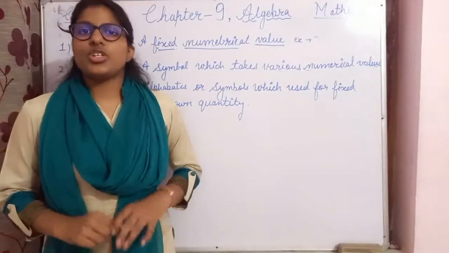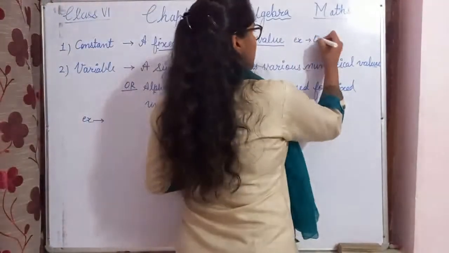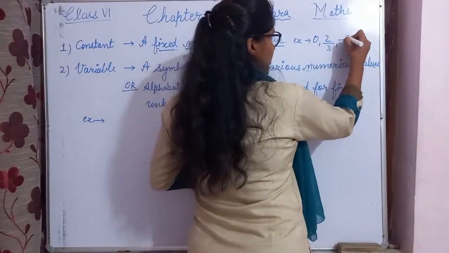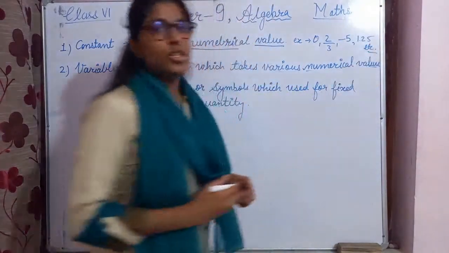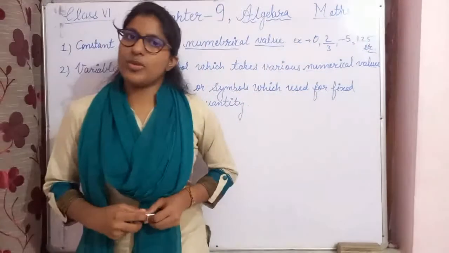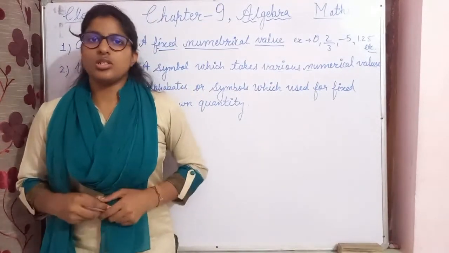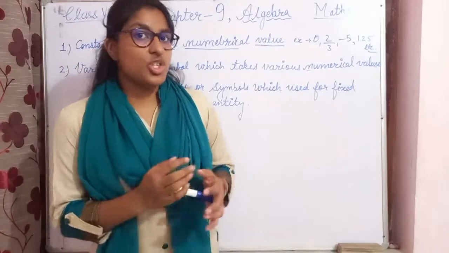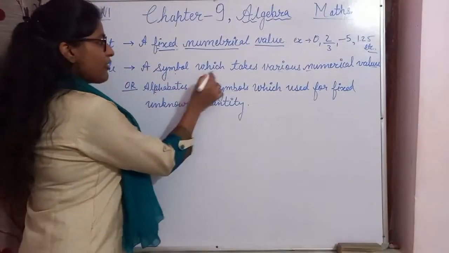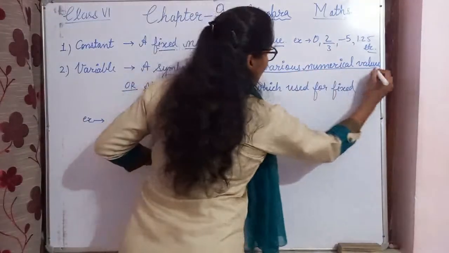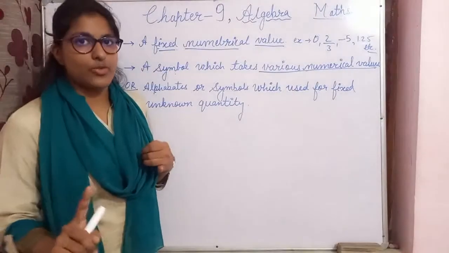So we can see each and every kind of number is a constant here in algebra, just like 0, 2 upon 3, minus 5, 1.25, etc. So many numbers are here and all the numbers have a fixed numeric value. So the number which has a fixed numeric value is known as constant. Variable. Variable means changeable in nature, means not having any fixed value. See here the meaning. A symbol which takes various numeric values. It means no single value is fixed for that.